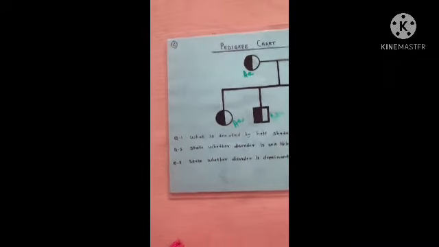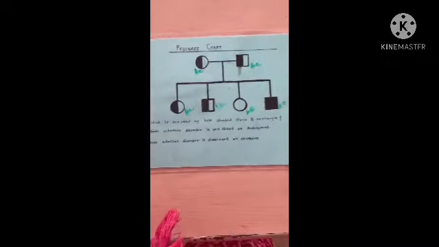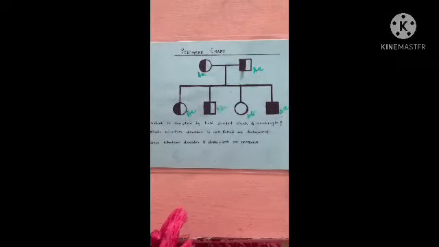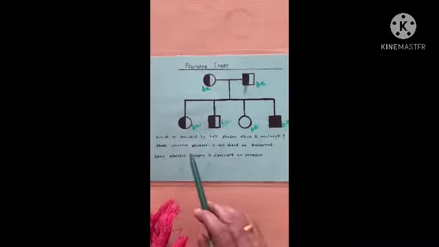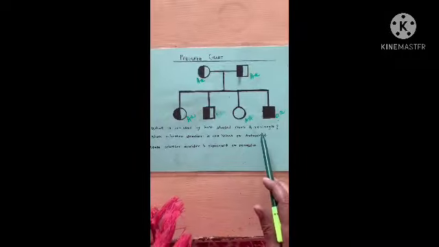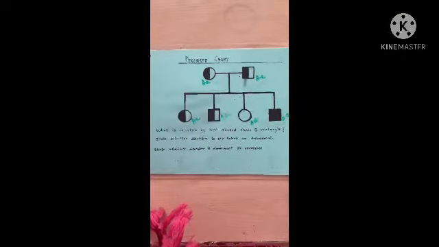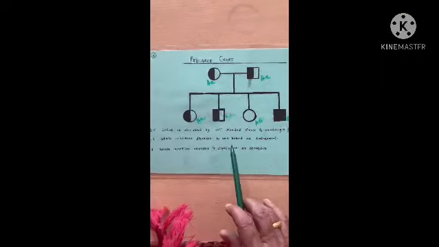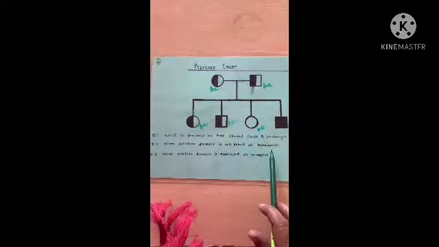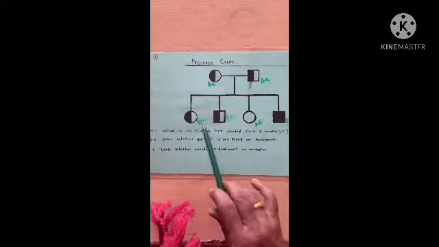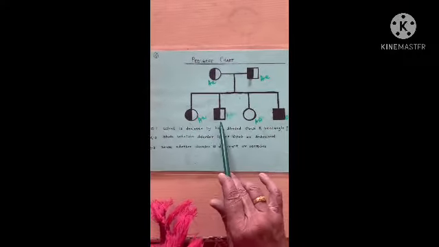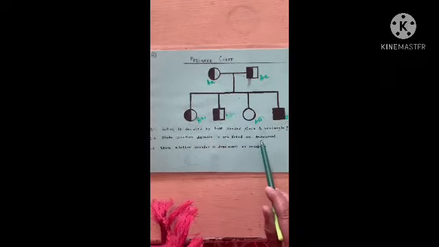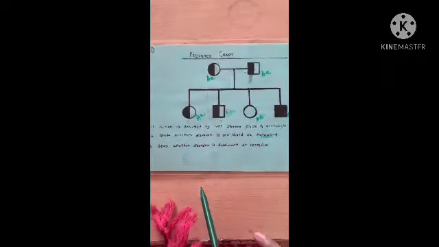Then coming to the next pedigree chart. So that is, this one is a simple pedigree chart. So here what is the question, that what is denoted by the half shaded circle and the rectangle. Half shaded is the carrier, and state whether it is sex linked or autosomal. So sex linked and autosomal mean the female is also affected and the male is also affected. So conclusion can be derived that it is an autosomal disorder.